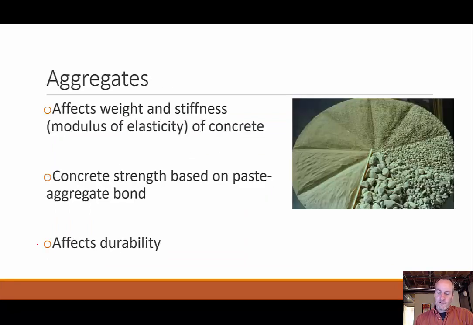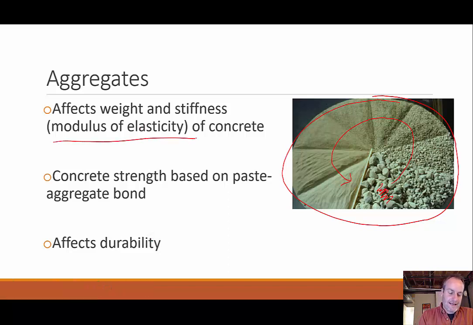When we look at these aggregates, what we really want is a well-sorted aggregate. So we have really coarse material all the way down to our fines, right? If we can have that good gradation, then it fills up all the voids a lot better. What aggregates do, or what they'll affect based on this gradation, is it'll affect the weight and the stiffness of our concrete. And we know about modulus of elasticity, we talked about that before. That was our slope, our rise over run, if we were to look at a stress strain diagram. So the aggregates can affect the steepness of that, right?